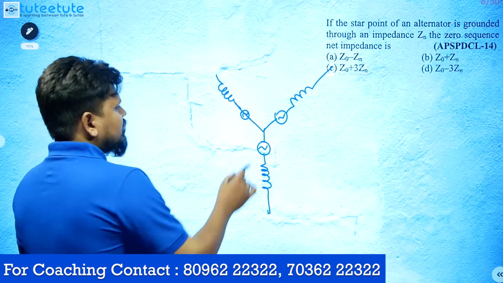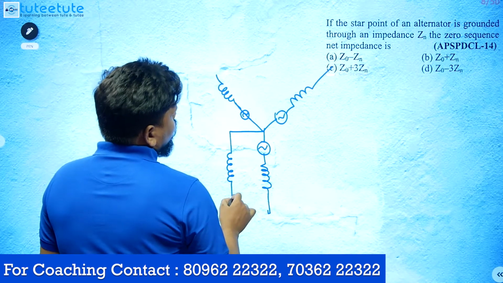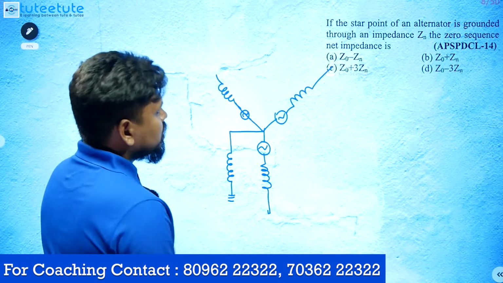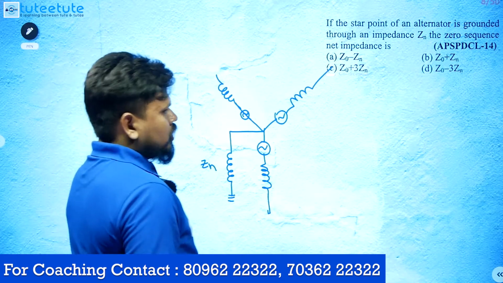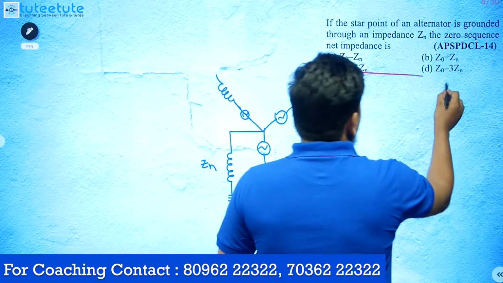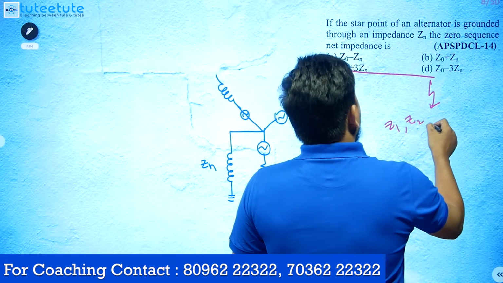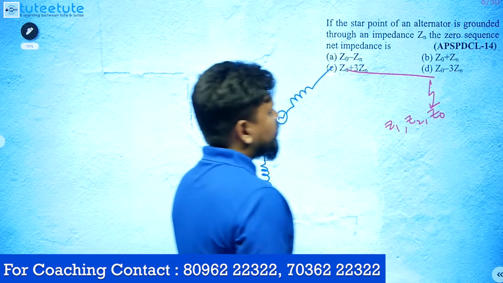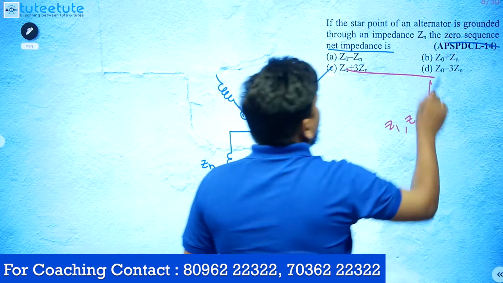Generally, this is the ground, right? If any neutral ground is present, they have given the impedance as Zn. If any fault occurs on some of the lines like this, there will be positive sequence, negative sequence and zero sequence, all three present. Now what they are asking is the zero sequence net impedance.